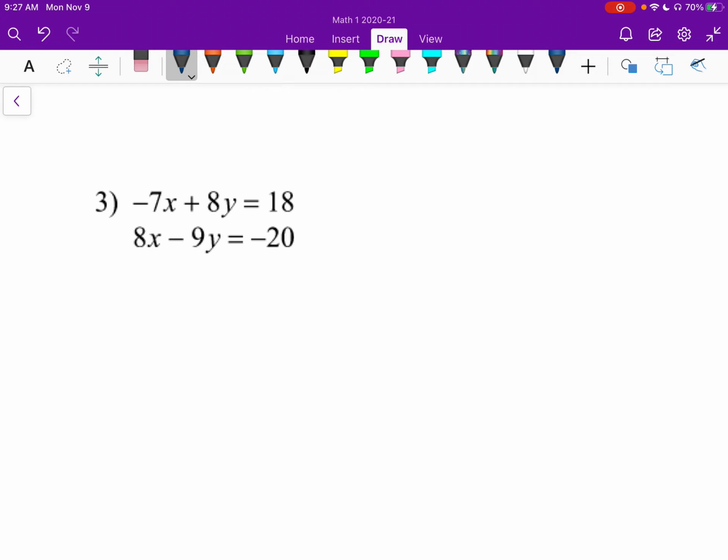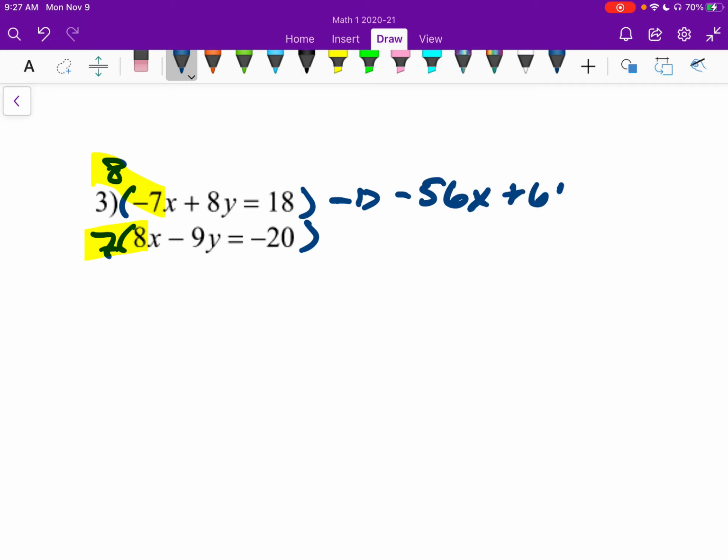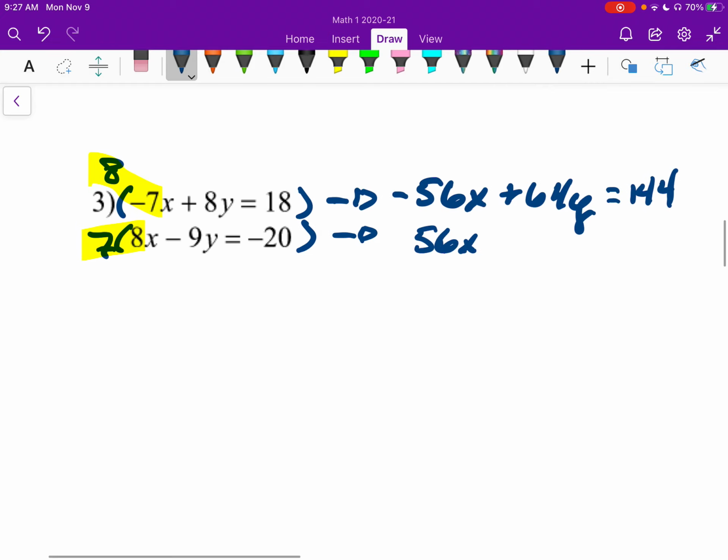So I'm going to choose my x because they're listed first. I'm going to multiply the top one by 8 and the bottom one by 7. What that's going to do is make the numbers in front of my x be the same after we're done. Let's look at it. 8 times negative 7 is negative 56x, and I'm going to have 64y equals 144. The bottom, whenever I multiply through, I'm going to get a positive 56x. So see, they're going to be able to cancel. And then I'm going to have negative 63y equals 7 times negative 20, which gives me negative 140.